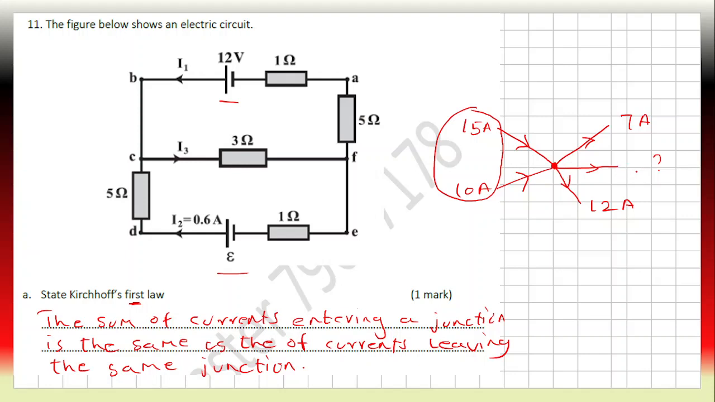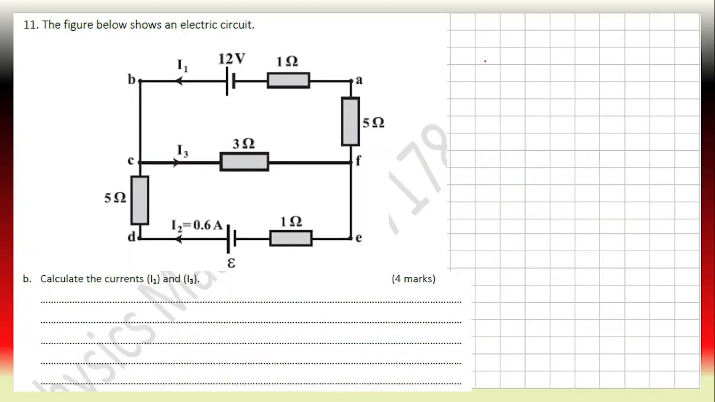So what do you end up with for this one? If you add this one, you get 25. If you add this side, we are supposed to have the same thing. So what is missing for us to get 25? 12 plus 7, you get what? 19. 19 plus what will give us 25? Yeah, so you will get this one as 6 amperes. Current in, current out.